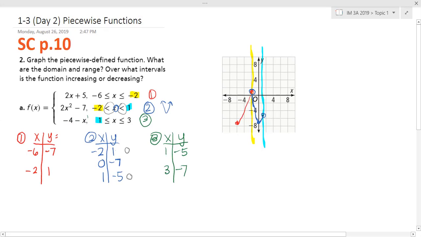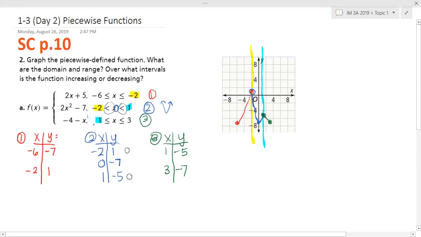So I have 1, -5, which is, again, filling the hole from the first graph. And then I have 3, -7. And I'm just connecting those points to create this last piece of the function. So notice that with this piecewise function, our domains each had 2 values.